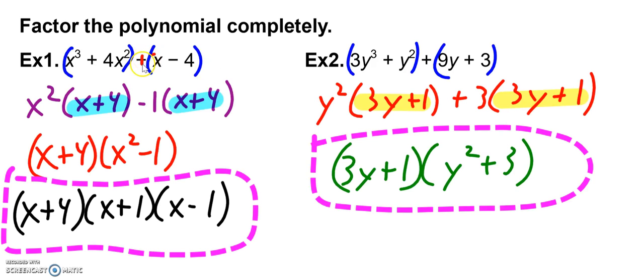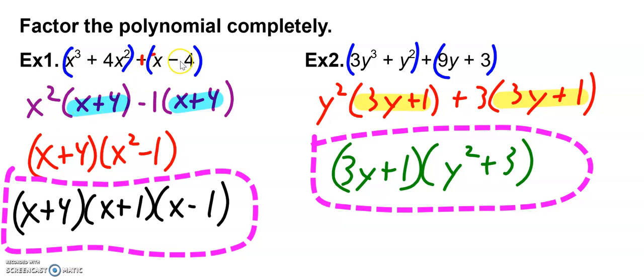All right, so the first thing I did here before I grouped was I made the minus of the third term a plus, and I brought that little negative inside on the x. Now, I grouped the first two, grouped the second two. From the first two, I saw I could factor out an x squared, so I take that out, and I'm left with x plus 4.